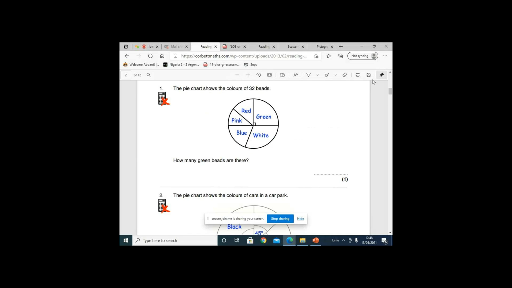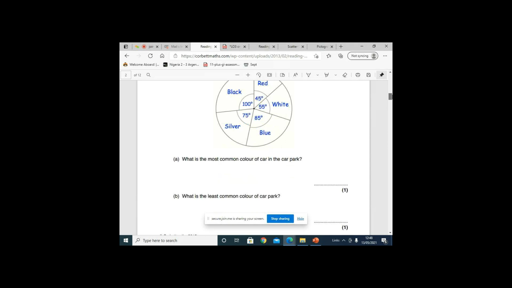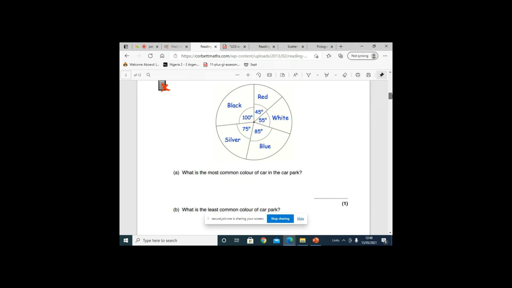So look at this one now. The pie chart shows the colors of 32 beads. How many green beads are there? Green is like a quarter, you know? So a quarter of 32 is what? What's a quarter of 32? I think it's 8. Yeah, it's 8. So there's going to be 8 green.